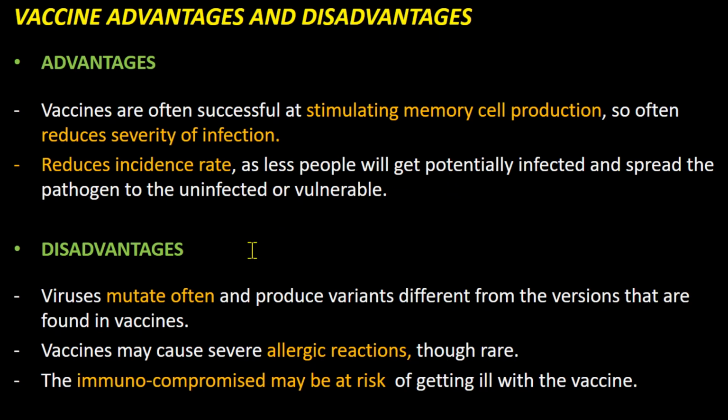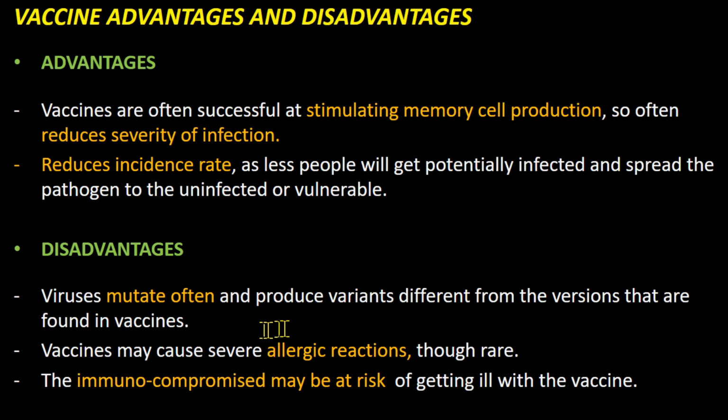Disadvantages of using vaccines, however, are that viruses often mutate. So remember, some vaccines only use a certain version of the virus or a certain version of the antigen. So viruses may produce variants. Remember Omicron and Delta and all these things for COVID-19. The variants may be different from the versions that are found in vaccines, so the vaccine may be ineffective against these variants.